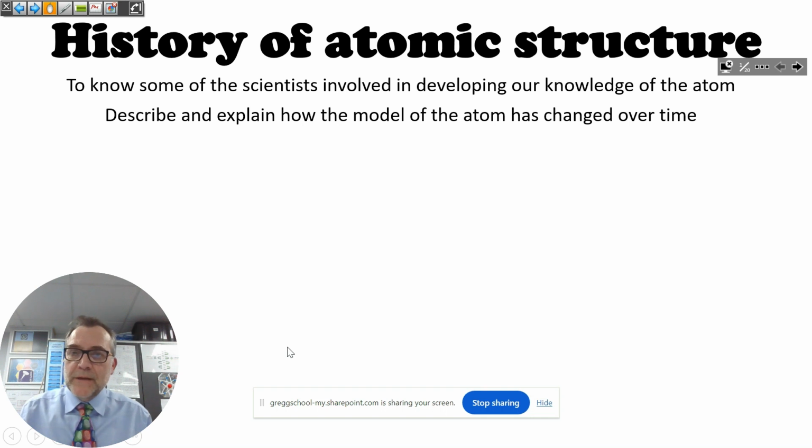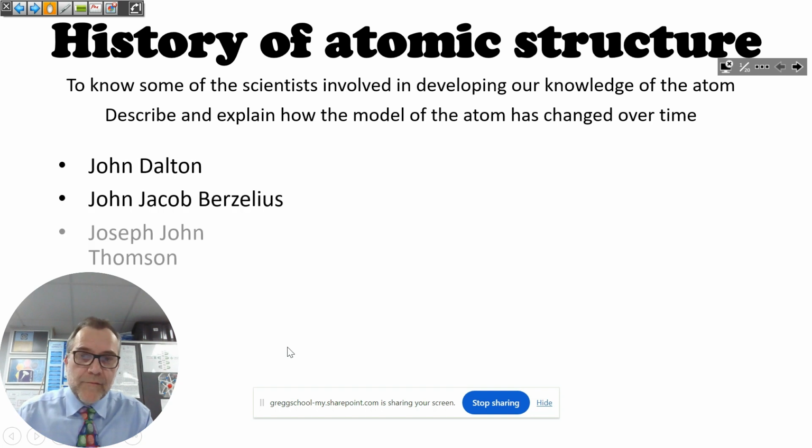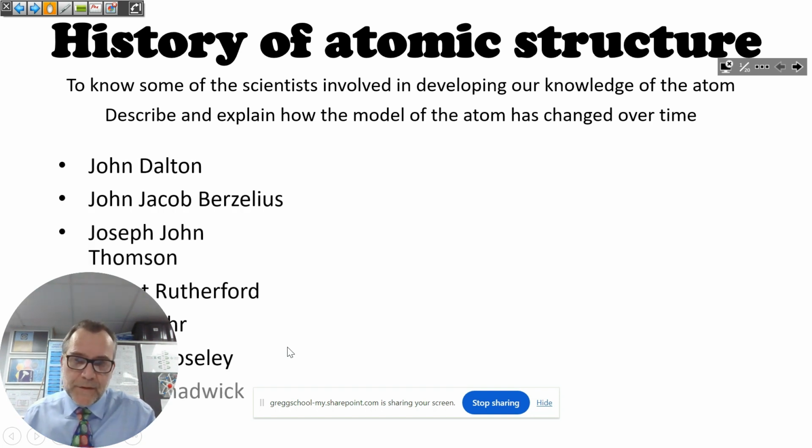So I'm expecting you to know most of the scientists involved, and you should be able to describe and explain how the model of the atom has changed over time. So here are the scientists involved. You should have heard of some of them. Some of you may have heard of most of them, and we'll run through each one in turn.